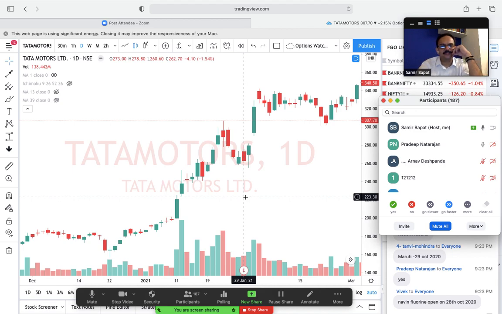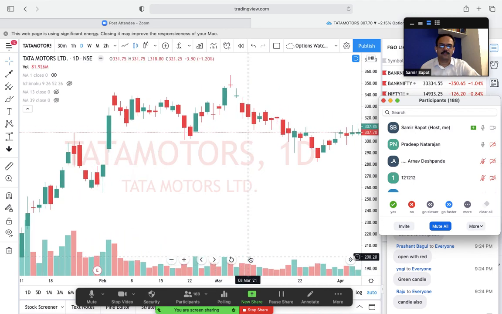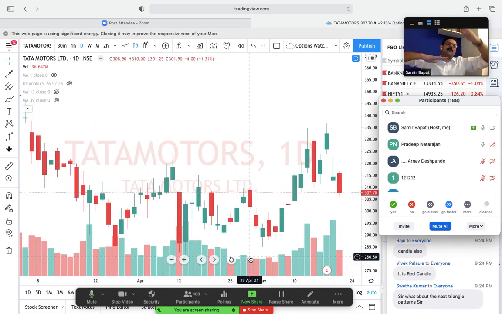And definitely volume is missing, because the volume is not double, right? There were two conditions. We have to see both the conditions. Double the volume, green candle, right? Otherwise it will not work. Because see, let's understand the principle behind it. Why are we looking at it?